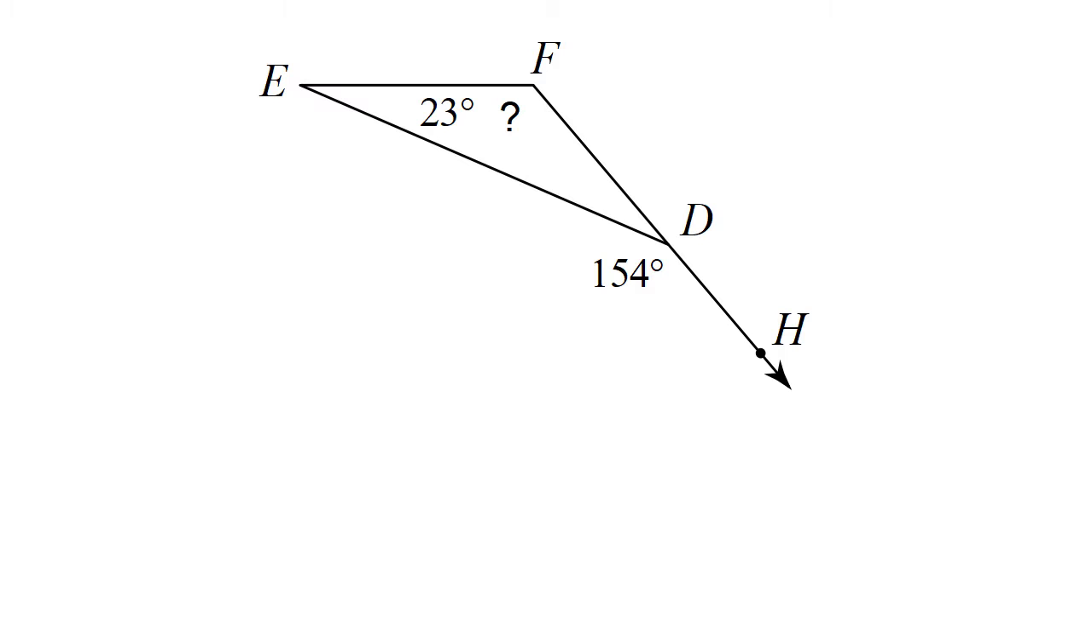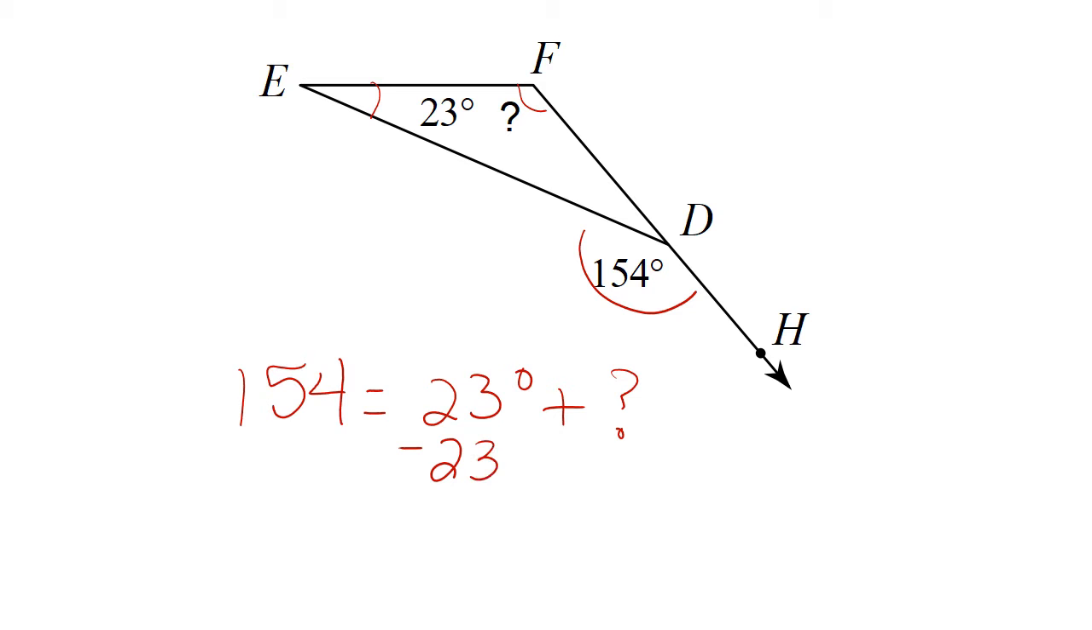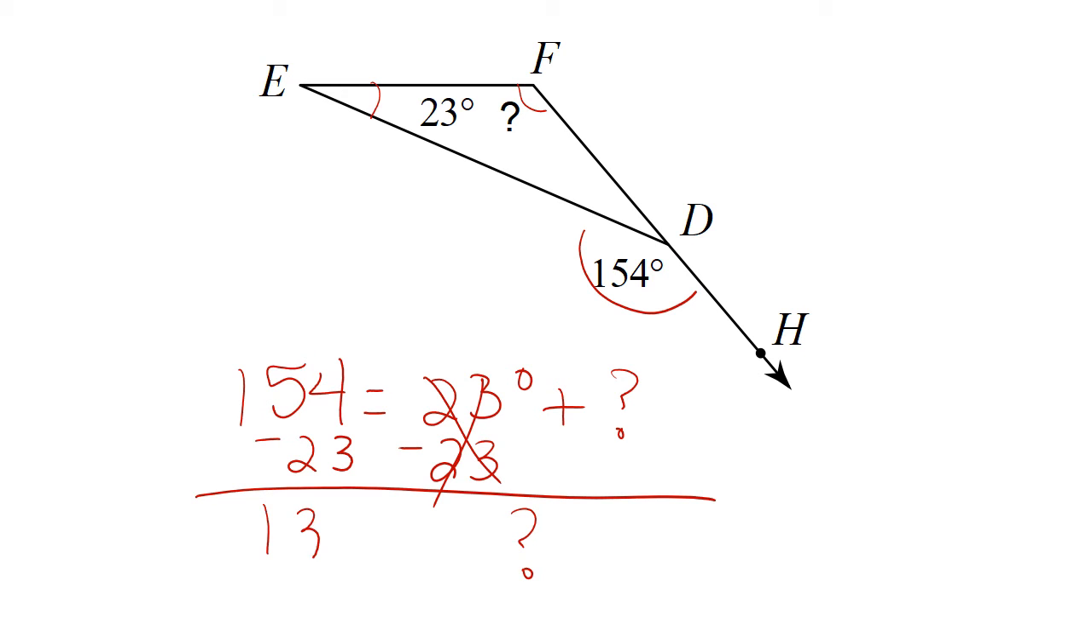All right, let's look at a second example. In this example, I am given the exterior angle. I know it's 154 degrees. So I know that 154 is equal to the two angles that it's not adjacent to, in other words, angles E and F. Well, E is 23 degrees. Add that to F, which is a question mark, the angle we're trying to find. So now I can see that that question mark would have to be equal to whatever 154 take away 23 would be. So whenever I do that math, I find out the question mark is equal to 131.